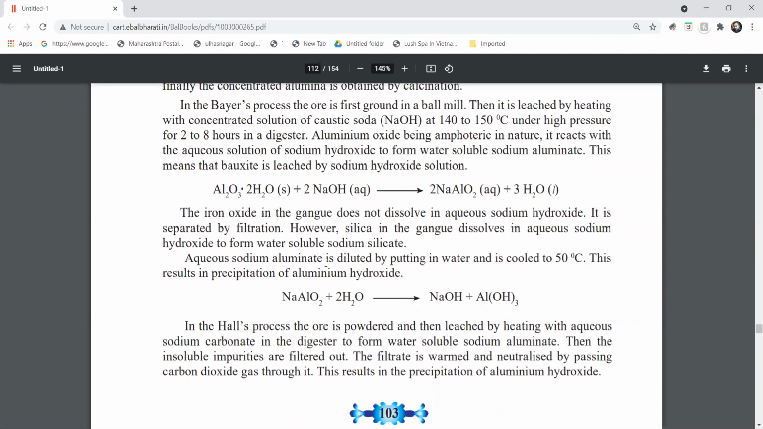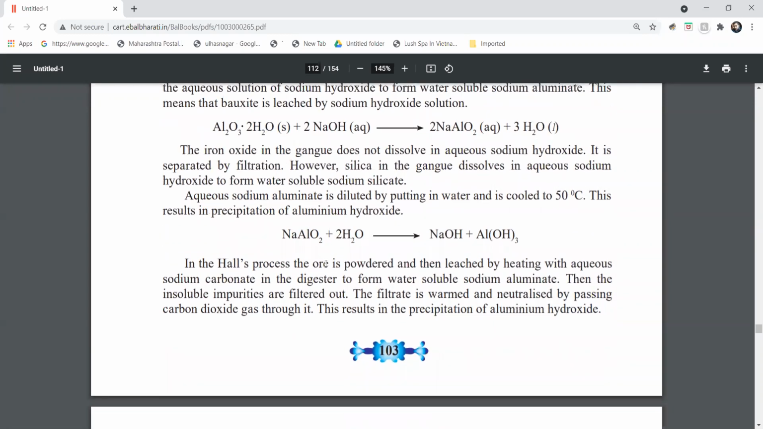So what happens is sodium aluminate plus water gives you sodium hydroxide and aluminium hydroxide. So the sodium aluminate and water interact with each other and sodium hydroxide is separated. And what you get now is precipitation of aluminium hydroxide. What is precipitation? The thing that gets added at the top. Now this is the Bayer's process.